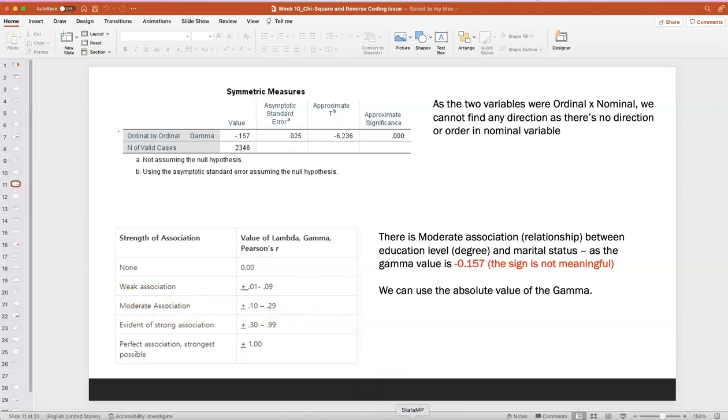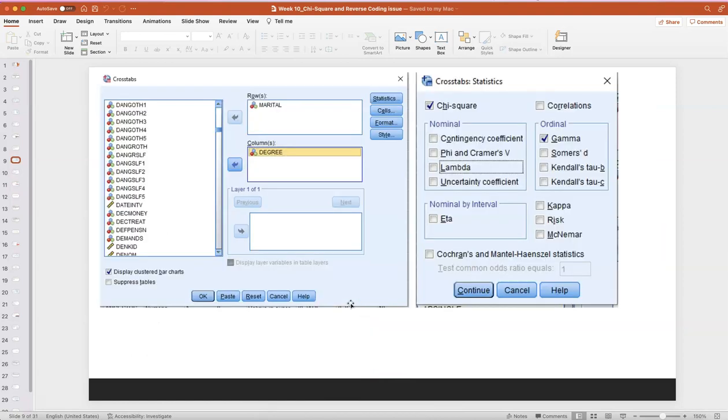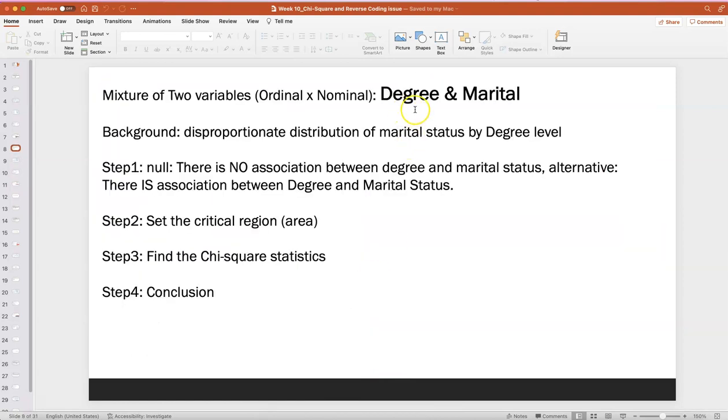So we can check that there is moderate association between the level of education, measured by degree, and the meritorious status. So this is the demonstration of the chi-square analysis.